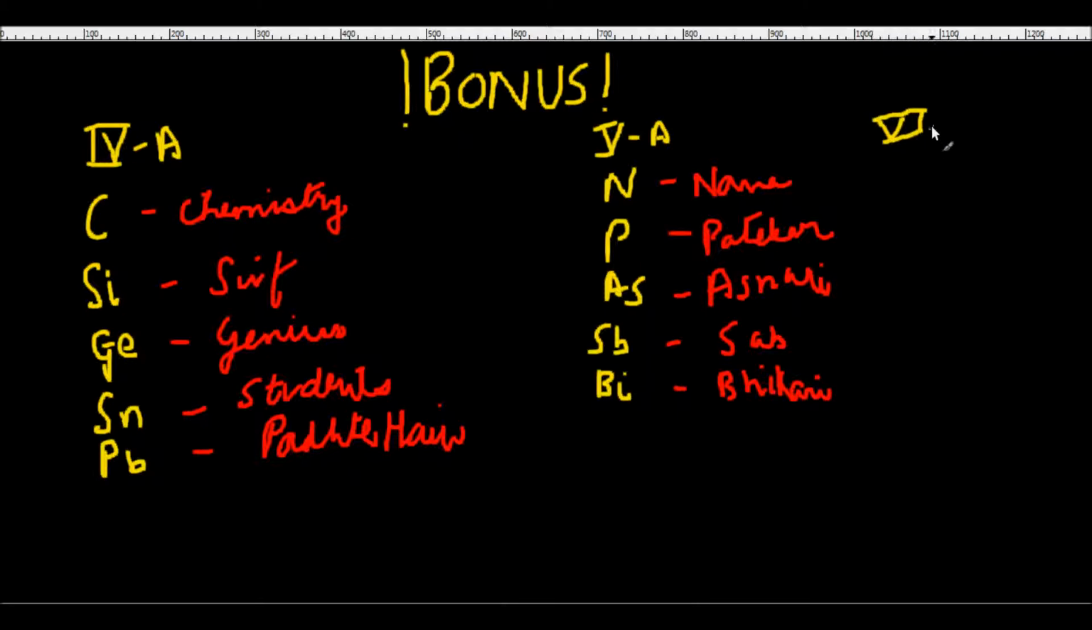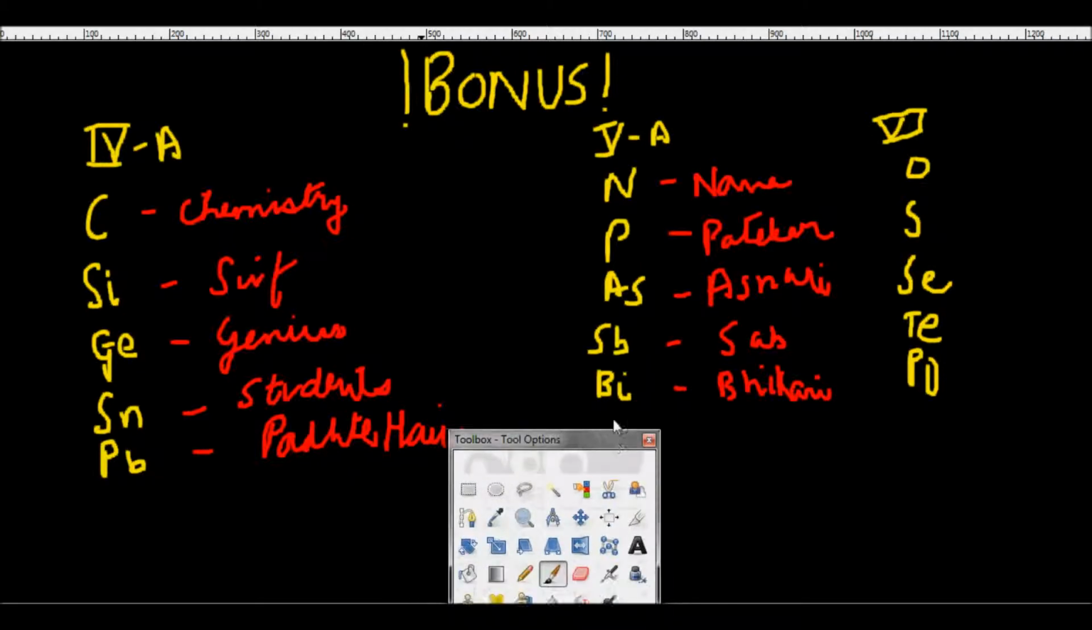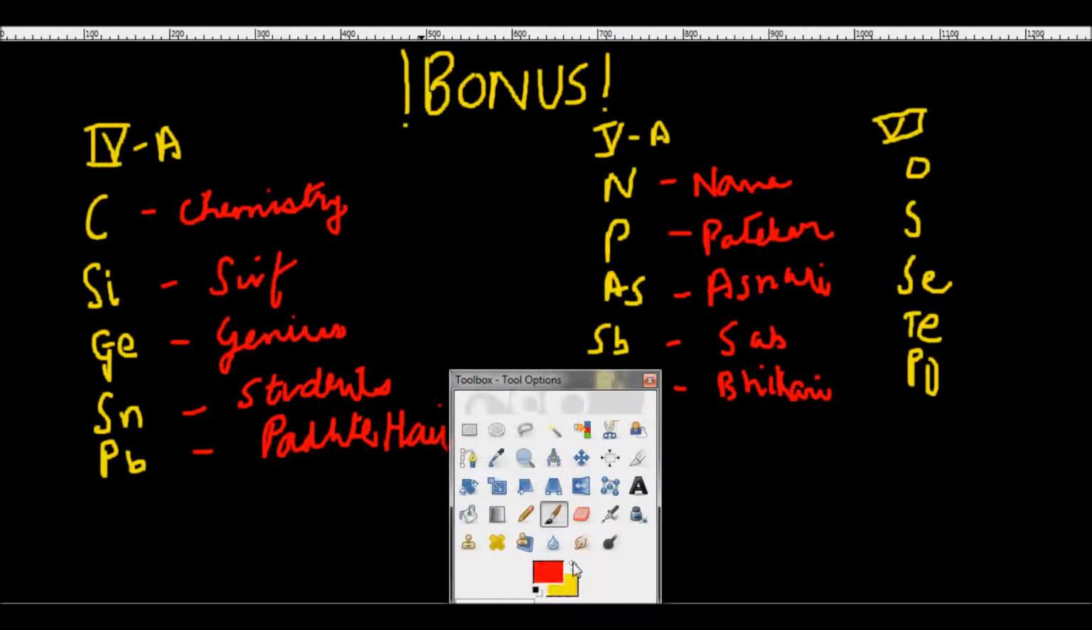Now 6A, which is oxygen. What's this? I forgot. It's sulfur. Sorry, sulfur. And then it's selenium, then you have tellurium, and then you have polonium. As far as I can remember, it's a real good memory aid, by the way.